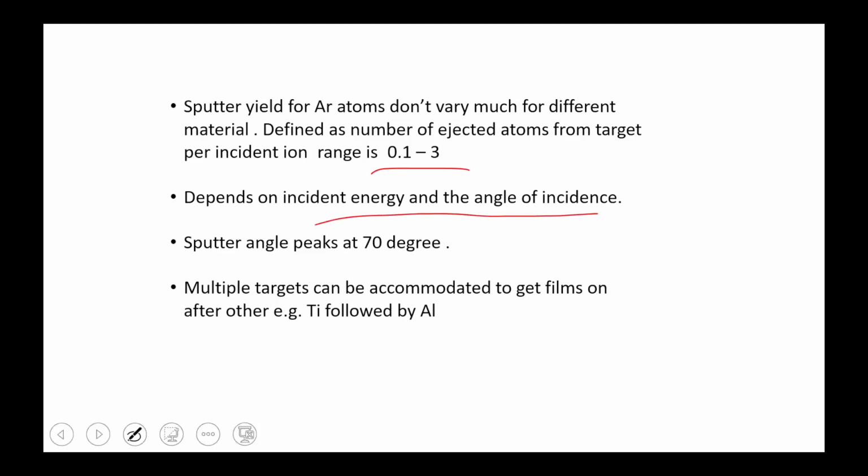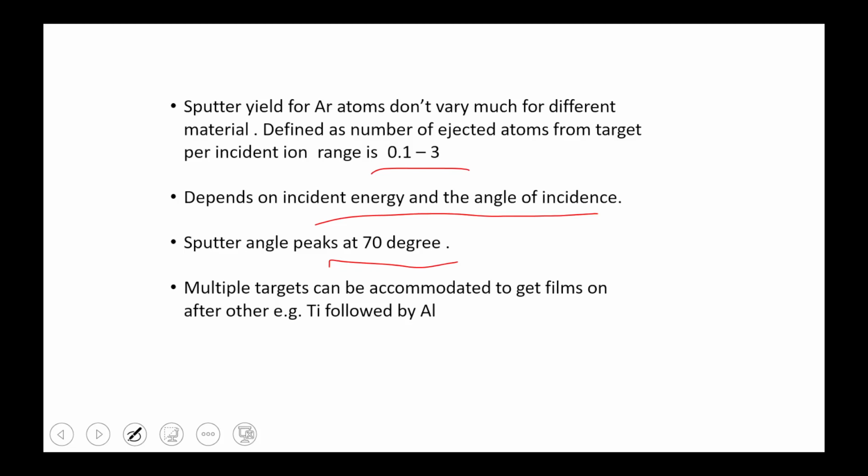So whatever the sputtered thickness will be, it depends upon the incident energy, how much energy the argon plasma contains. If you give 100 watt or 120 watt or 150 watt, the energy will change accordingly, depending upon the RF power or DC current. The sputter angle peak should be at 70 degrees. We have to put the angle between the target gun and the substrate at around 70 degrees. Some people put 45 degrees also. Depending upon our application, we change that angle.